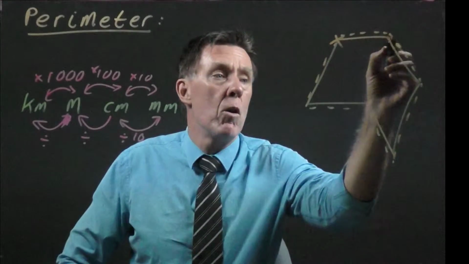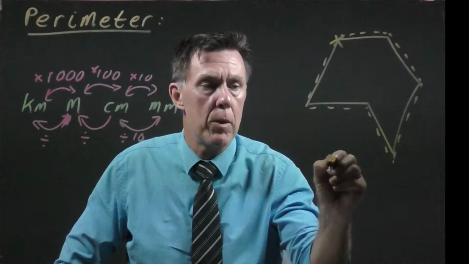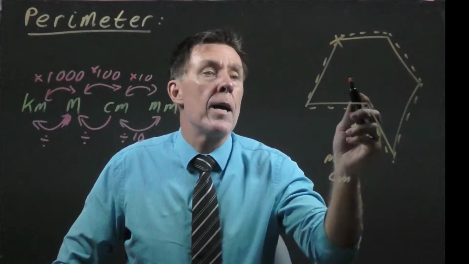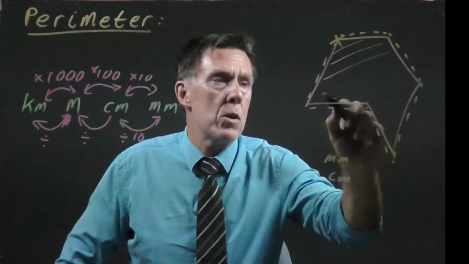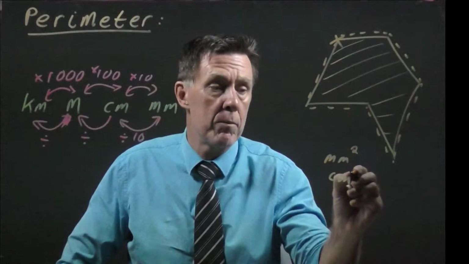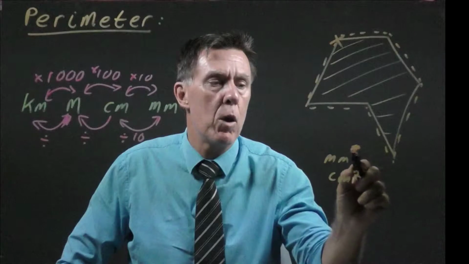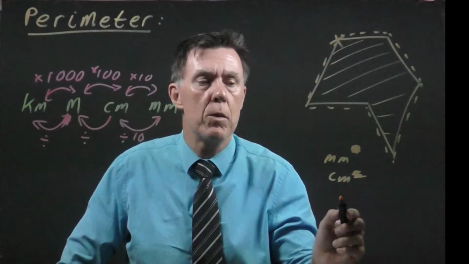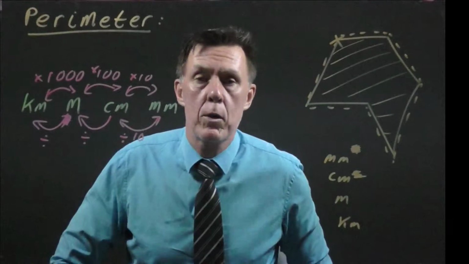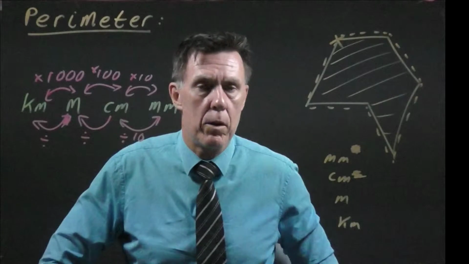Because you're walking along lines, your outside measurements are going to be in straight out units, straight out millimeters, straight out centimeters, etc. It's only when you start looking at the inside space that you start using area, and areas become squared units. So perimeters will only be straight out units: millimeters, centimeters, meters, kilometers, whatever the question requires of you. So perimeter is the distance around the outside.